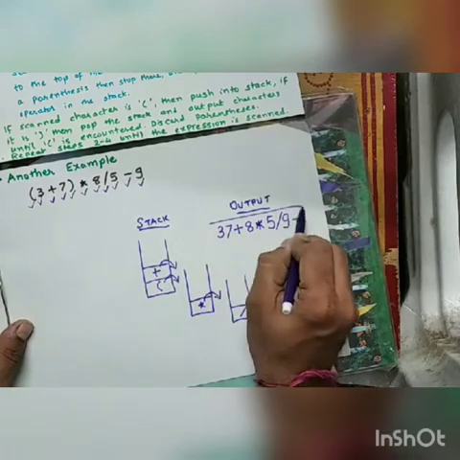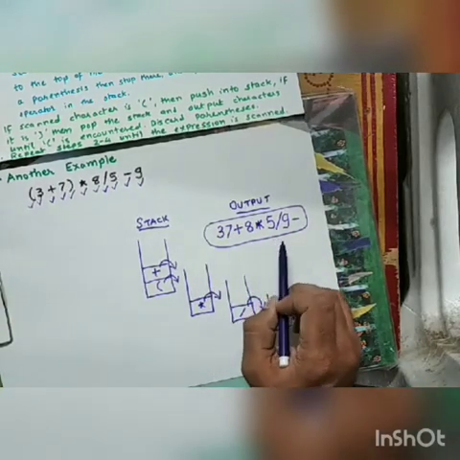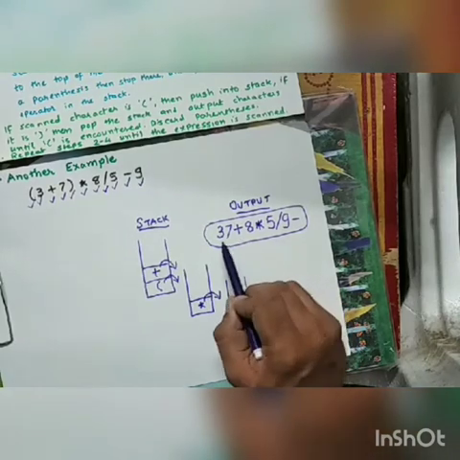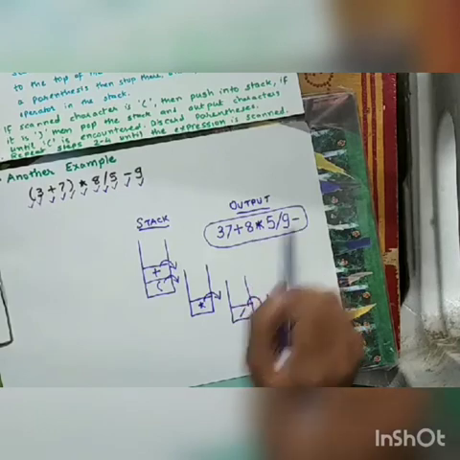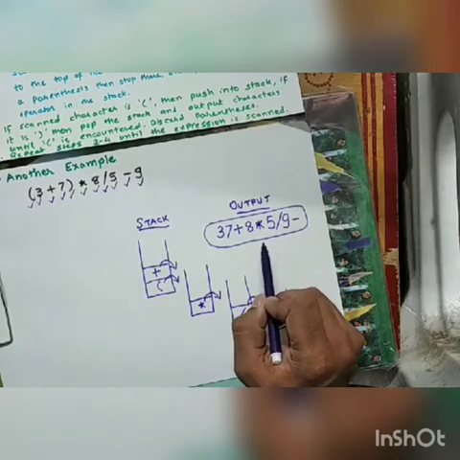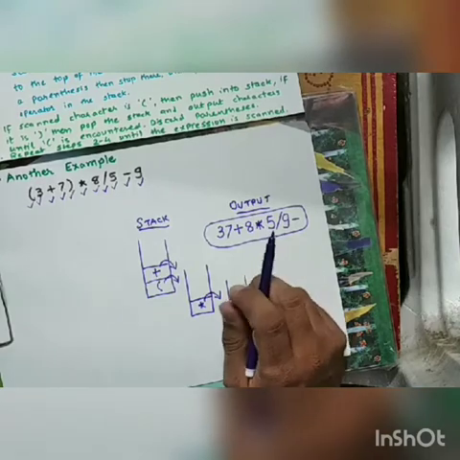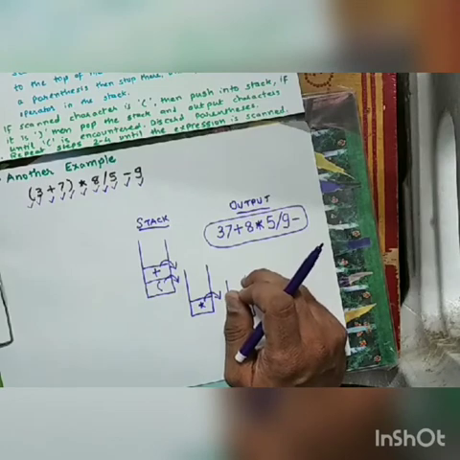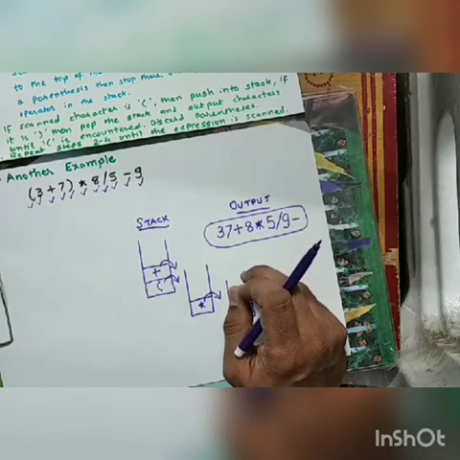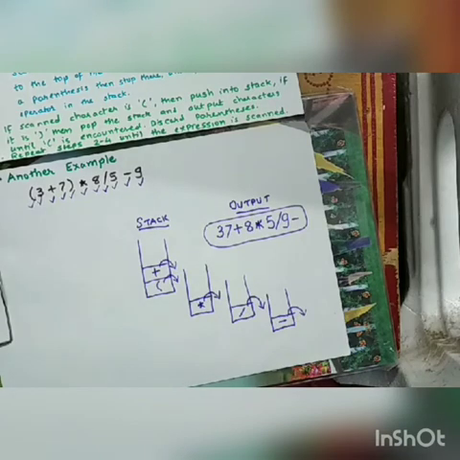Once again let us check the validity of this. What is the rank of this expression? 1 2 3 4 5, so there are 5 operands. 1 2 3 4, there are 4 operators. So the rank of this expression is 1, right? So this is my final postfix expression. This is the way through which we can convert an infix expression into a postfix expression. I hope you have understood.